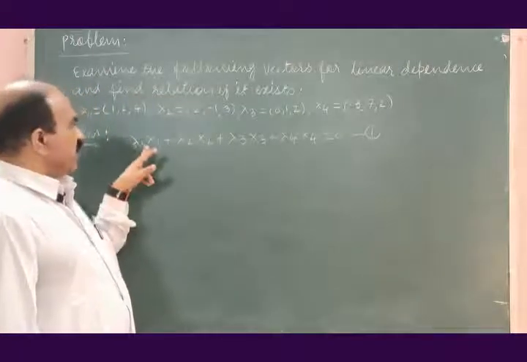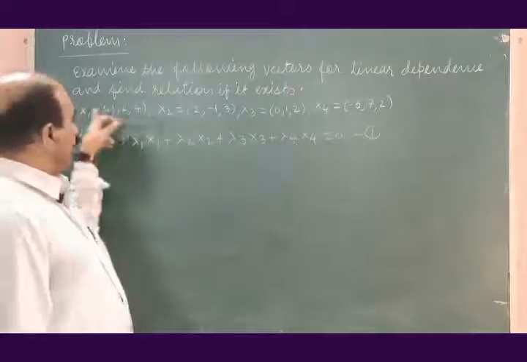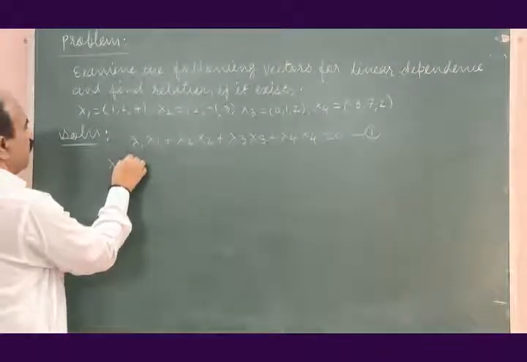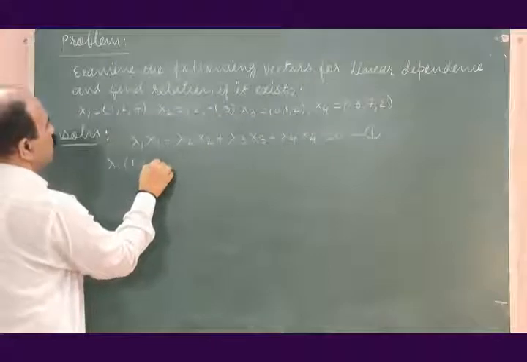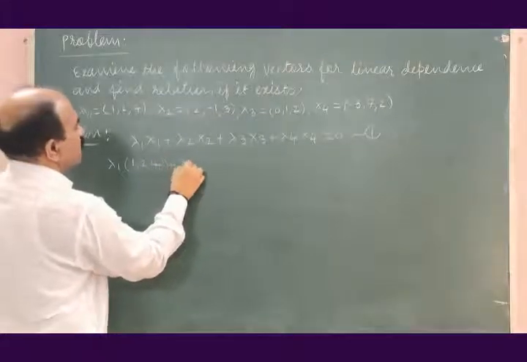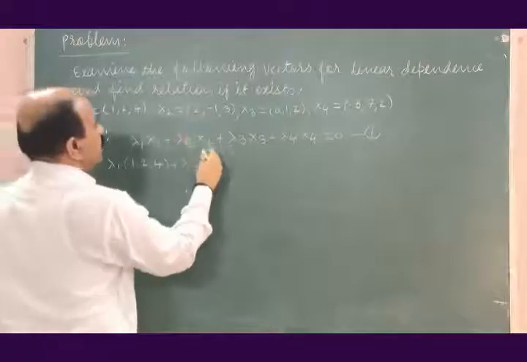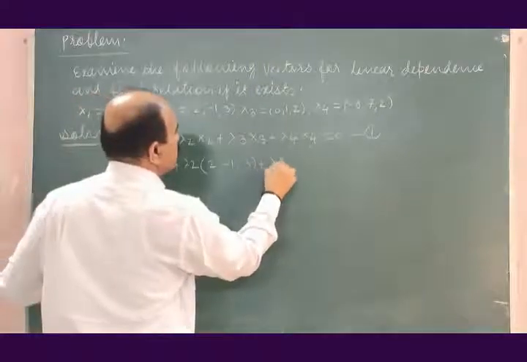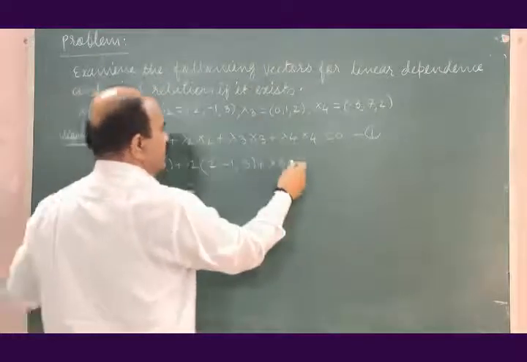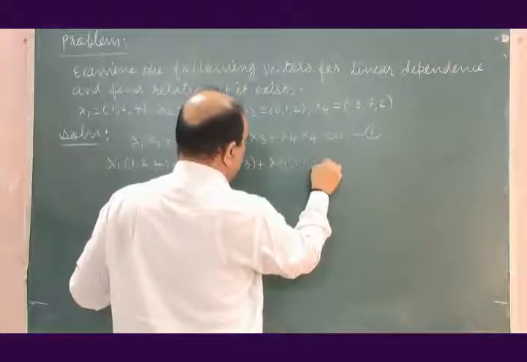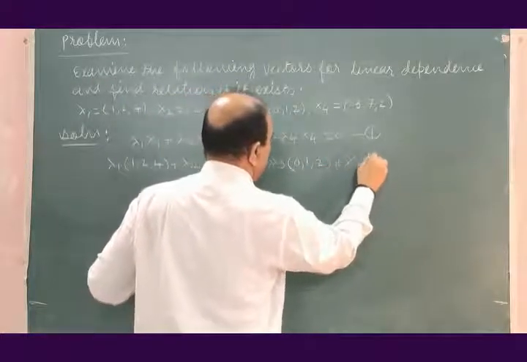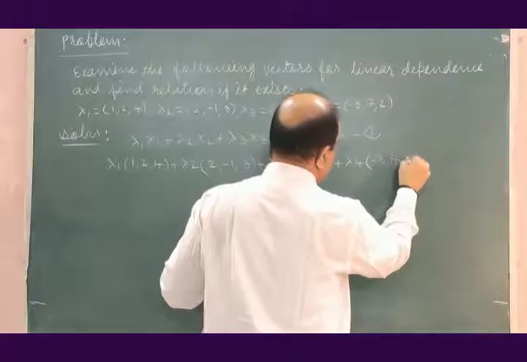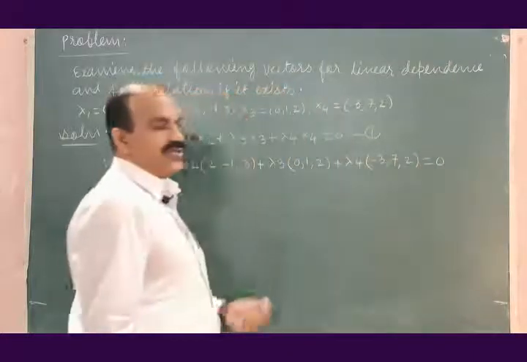Let us substitute values of X1, X2, X3, X4 from the problem. So, equation 1 will become lambda 1 into (1, 2, 4) plus lambda 2 into (2, -1, 3) plus lambda 3 into (0, 1, 2) plus lambda 4 into (-3, 7, 2) is equal to 0.